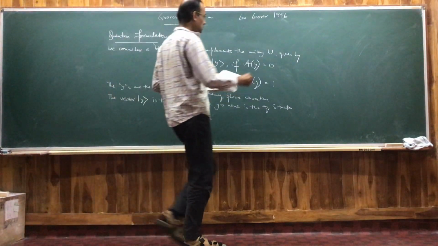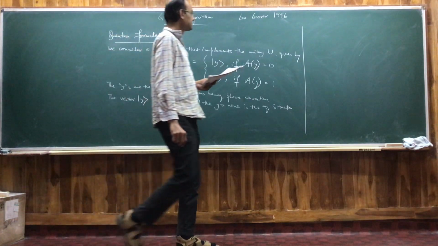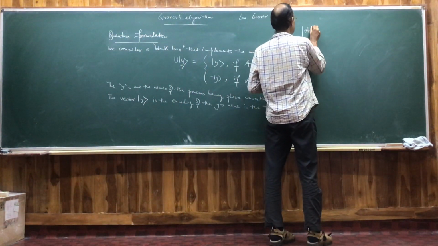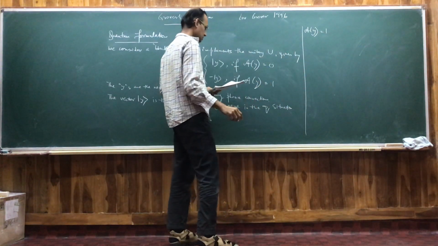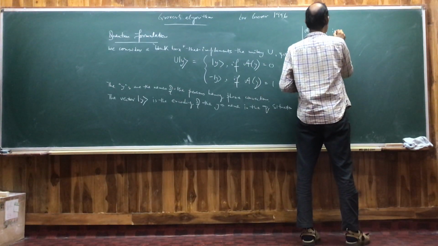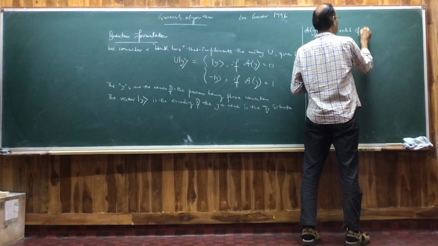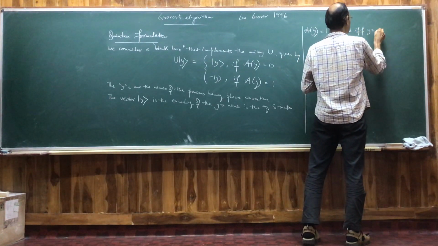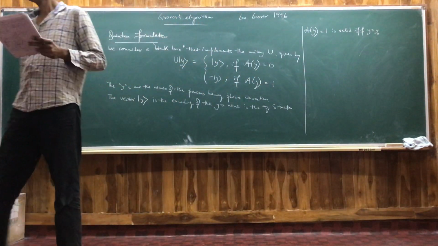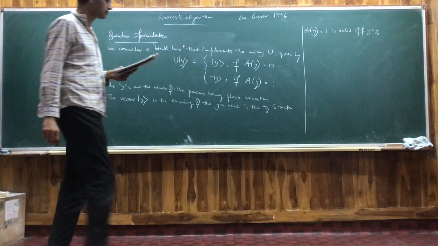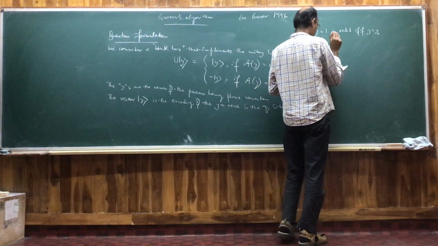Now, this function A of Y equal to 1 is valid if and only if Y equals some Y naught. That's our bulb. If Y is not equal to Y naught, A of Y is 0.